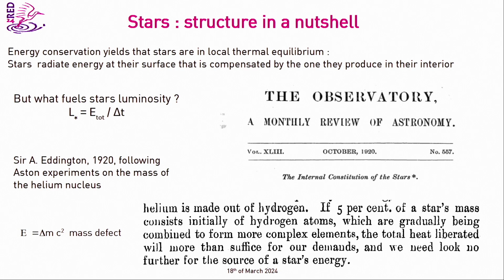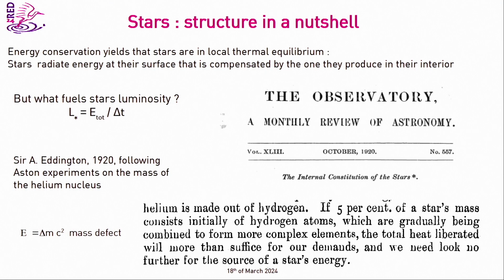And this paper followed an experiment of Aston, who did a mass spectroscopy, and had measured the mass of a helium nucleus, and seen that the total mass of the helium nucleus was lower than the sum of the mass of the protons and neutrons that make the helium nucleus. And this is the mass defect that we talked about during the first part of the lecture. Okay? So there's energy because it's a massive thing, and it's not just the sum of the energy of the masses of the constituents. There's something different.